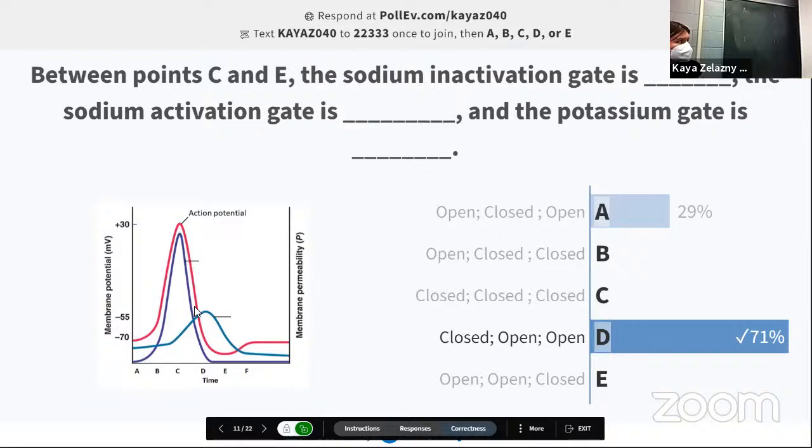So during most of the repolarization phase, this is why we're in our absolute refractory period, because we've closed that inactivation gate. Our activation gate is still open, but it doesn't matter because we have to get through both doors for a sodium ion. And our permeability to potassium has increased because that potassium gate is open.